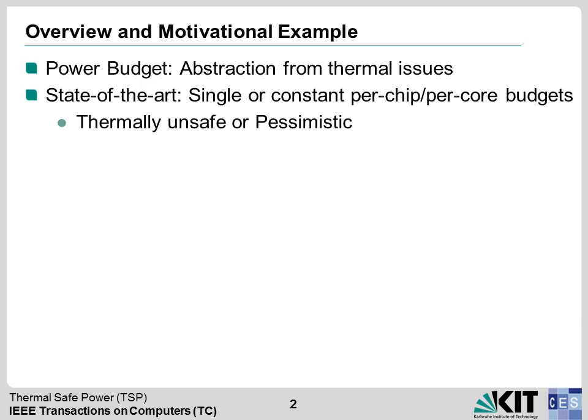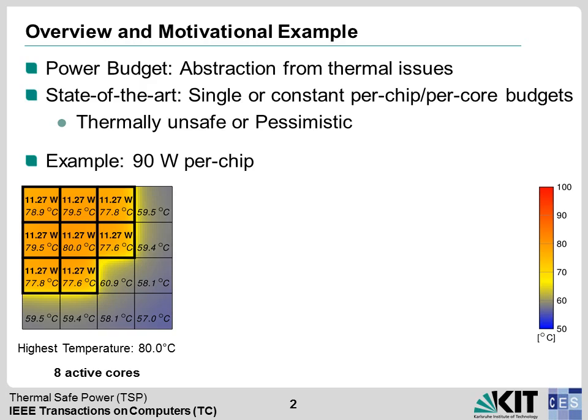A power budget is an abstraction from thermal issues. State-of-the-art power budgeting techniques are single or constant per chip or per core values, which present either thermally unsafe or pessimistic behavior. This can be observed in the following example, in which we have a 90 watt per chip budget and a critical temperature of 80 degrees. When we equally distribute this 90 watt per chip budget in 8 active cores, we observe that the maximum temperature in the chip is precisely the 80-degree critical temperature, which is the desired behavior.